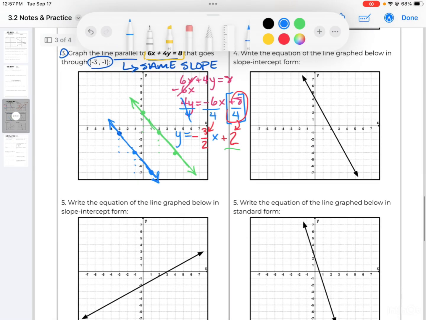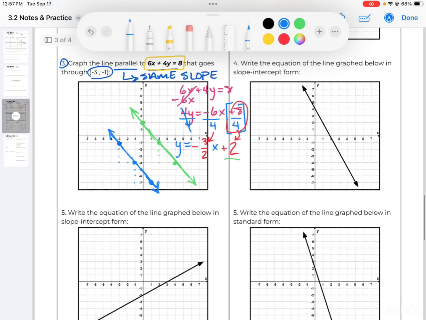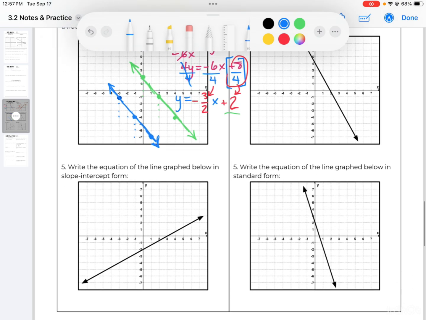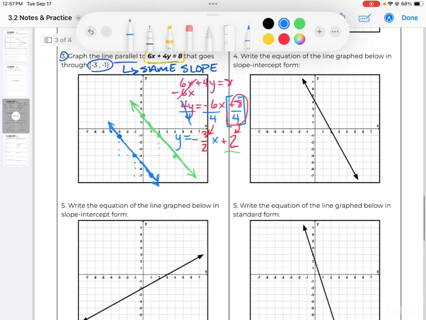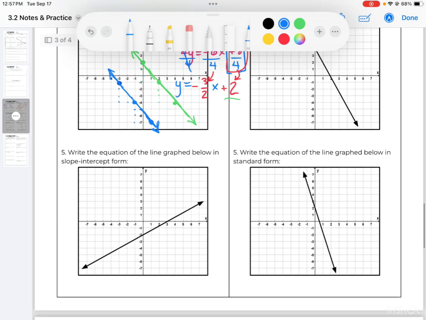All right, guys, moving ahead now. 4 is pretty easy. 5 is pretty easy. You're just going to look at the 2 lines, and you're writing them both in slope-intercept form. So the 2 main pieces of information that you need are going to be your y-intercepts, and then you're going to need to find the slope from rise over run on the graph.